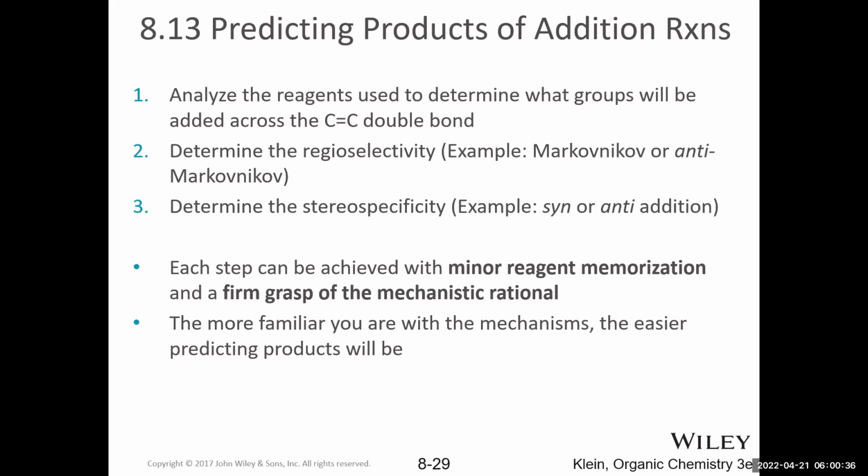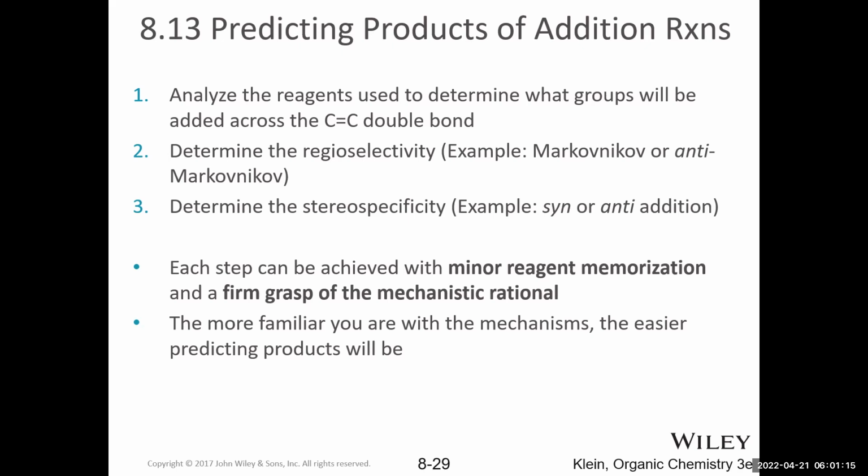Okay, let's talk about predicting the products of addition reactions. So I've kind of been demonstrating the process for you as we've done practice problems, both last class and this class. But the first question you want to ask yourself when you're trying to predict products is look at the reagents and ask yourself, what is getting added across the double bond? So answers might be two hydrogens, a hydrogen and an OH group, a hydrogen and a halogen. And there'll be some more examples as well as we study more reactions. So first ask yourself, what's getting added across the double bond?